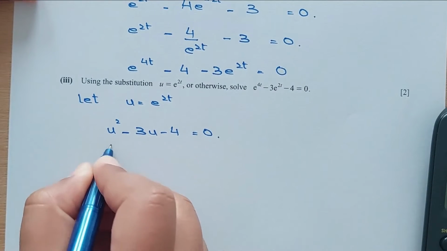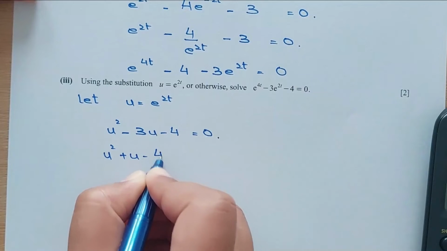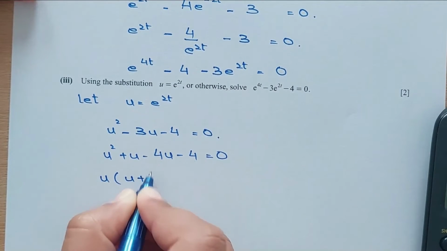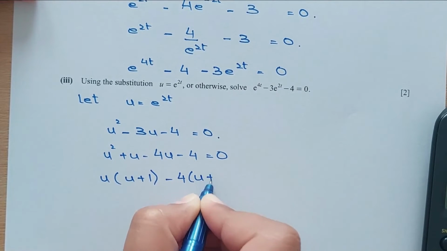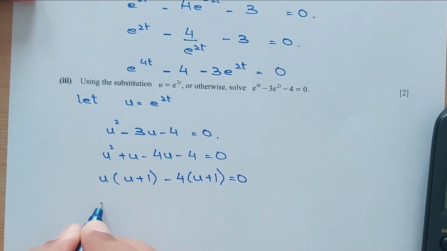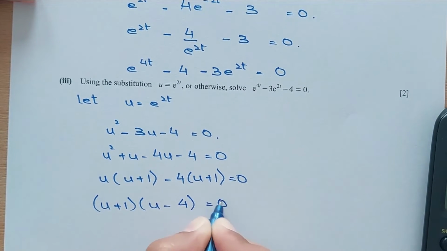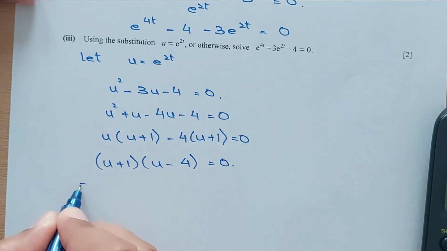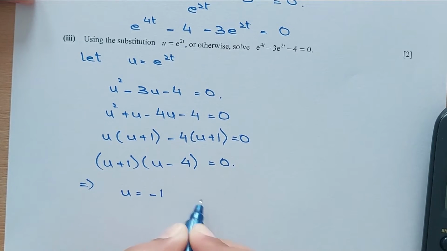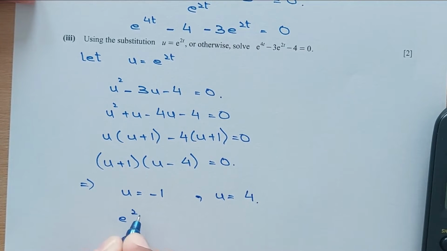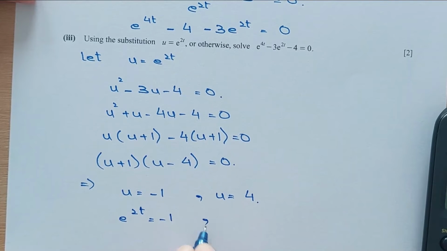So u² + u - 4u - 4 = 0. u is common, (u + 1) is common, and minus 4 is common: (u + 1)(u - 4) = 0. So from here we have the two values for u: u = -1 and u = 4. Now put this back. u is basically e^(2t). So e^(2t) = -1, and e^(2t) = 4.